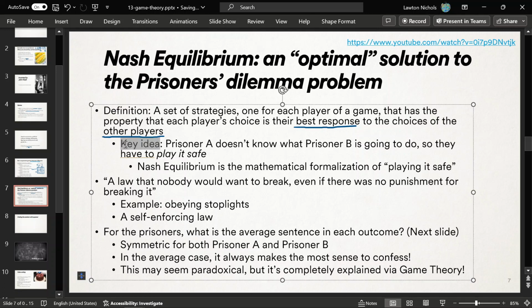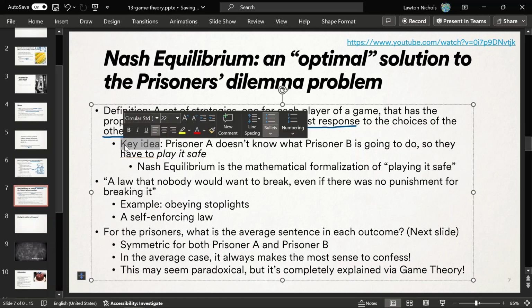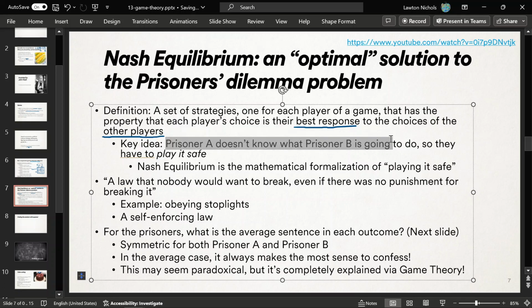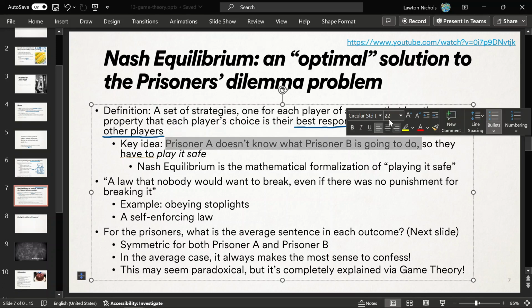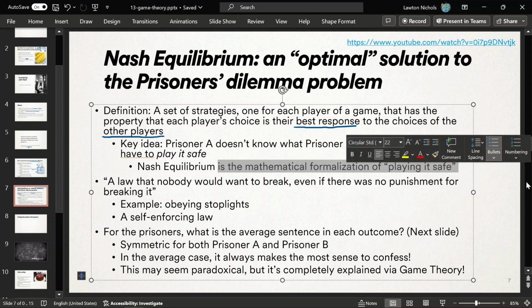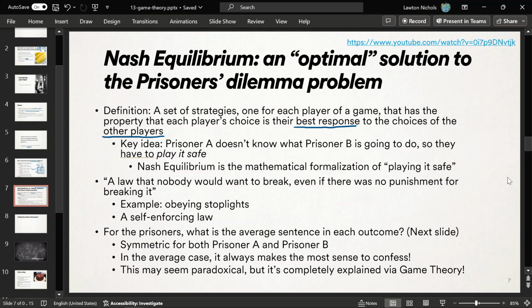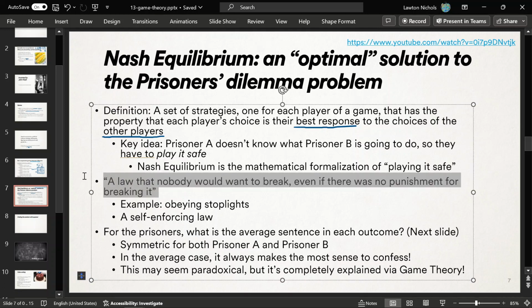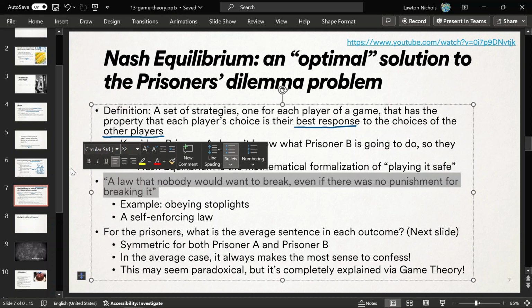And so the key idea for our prisoner's dilemma problem is that prisoner A has no clue what prisoner B is going to do under pressure. And so the Nash equilibrium is going to tell us that prisoner A should probably play it safe if they want the best outcome. The Nash equilibrium is essentially the mathematical way of specifying what it means to play a game safely. Another competing idea of what a Nash equilibrium is like is a law that nobody wants to break. This is something that I found on the internet.